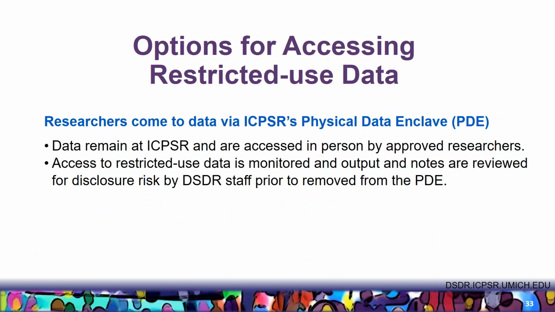The last thing we have is the physical enclave. The physical enclave is for data that are highly restrictive and highly sensitive, often having personal identifiers or that are just of a sensitive nature that we do not want to let them out of the building. They remain at ICPSR and are accessed in our facility here in the Perry building in Ann Arbor. Obviously, we don't have that much data in the physical enclave, but we do make some things available there, and it does require a trip to Ann Arbor.